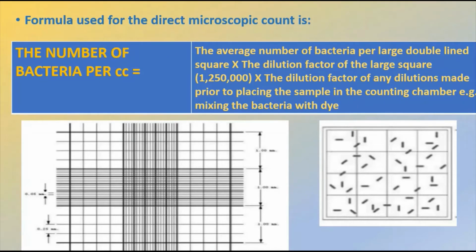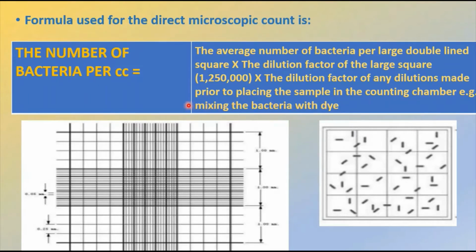And the formula used for the direct microscopic count is: number of bacteria per cc, that is cubic centimeter, is equal to the average number of bacteria per large double line square, multiplied by the reciprocal of the volume of the large square, which is 12,50,000, into the dilution factor of any dilution made prior to placing the sample in the counting chamber. For example, if you mix the bacteria with a dye, that becomes the dilution factor of any dilution made prior to placing the sample.